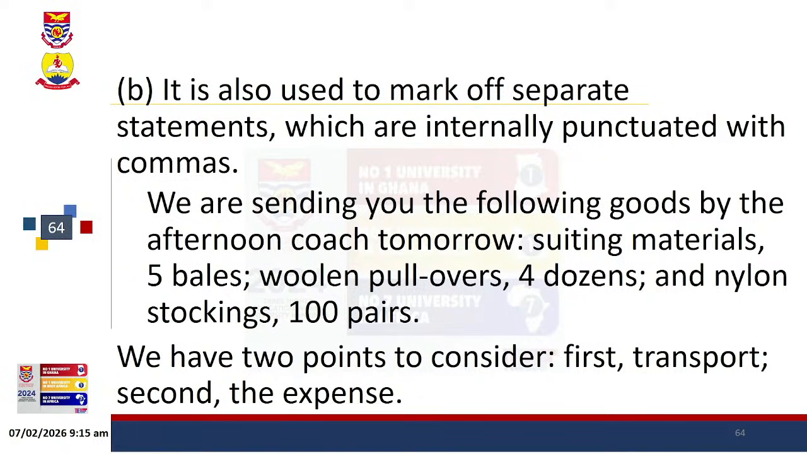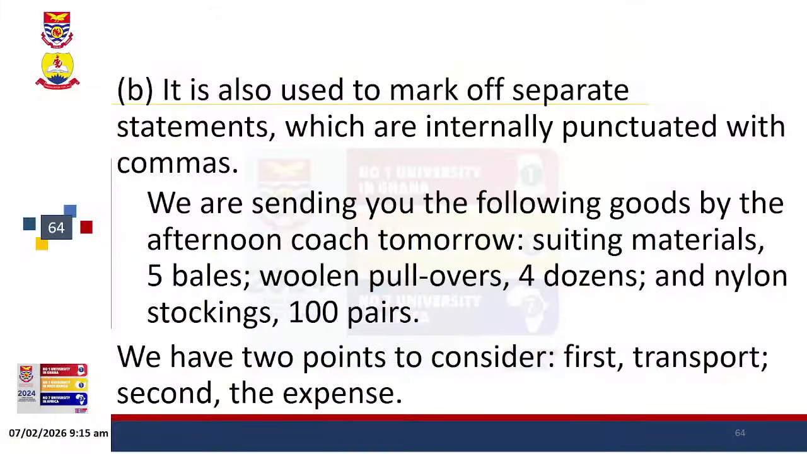We have 2 points to consider. First, transport. Second, the expense. Now we are only listing 2 points, not 4 or 5. That is why there is a need for the restoration of the semicolon. The semicolon here tells you that first and transport are related, and it is 1. Then second and the expense also related, it is also 1, so there are only 2. Good.